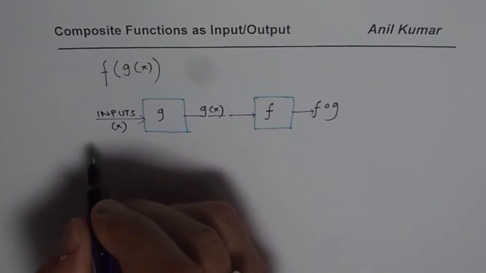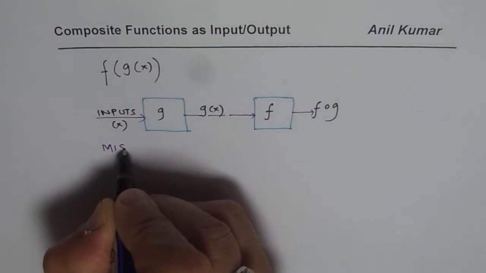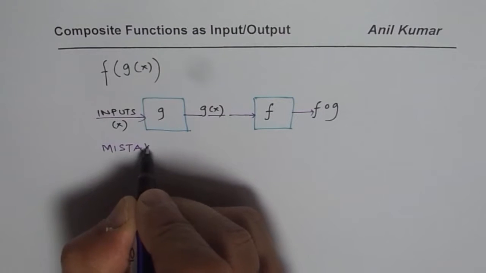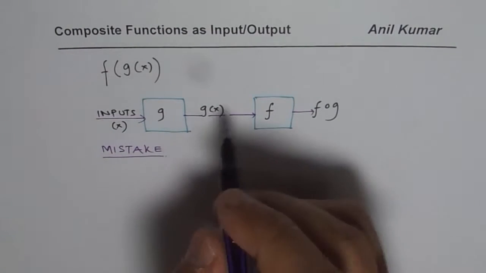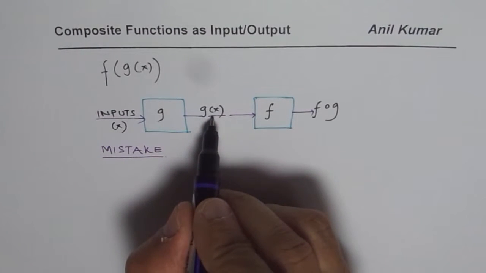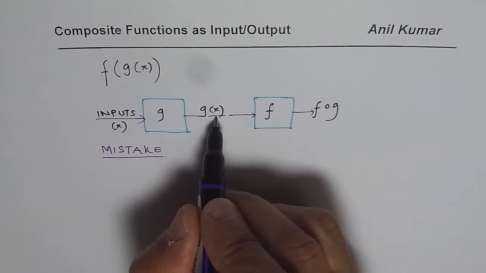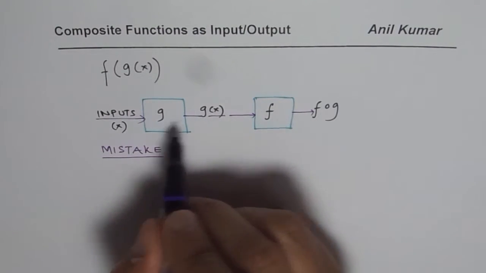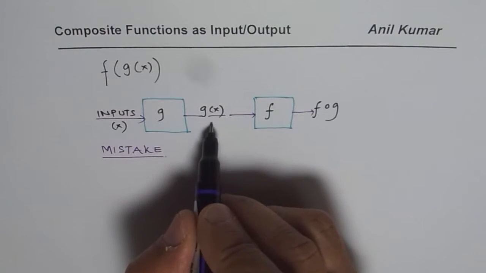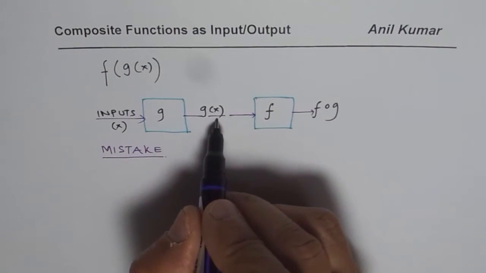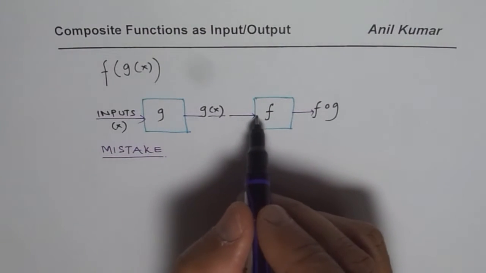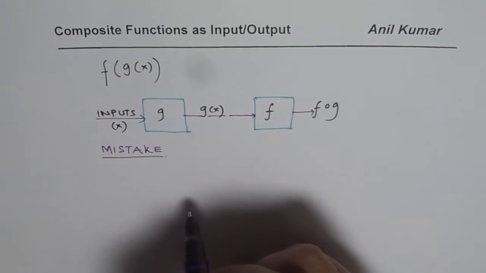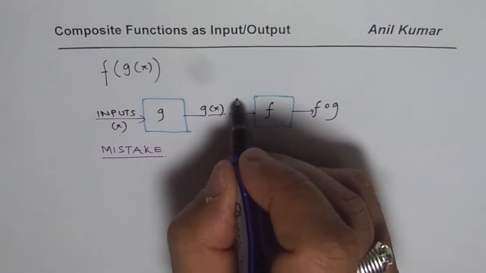The mistake here is, so we have to find what is the mistake in this particular explanation. The mistake here is that the outputs of g, which is g of x, could be such that they cannot be processed by f. So not all will get into this function. Do you agree, right? So we have a restriction here.